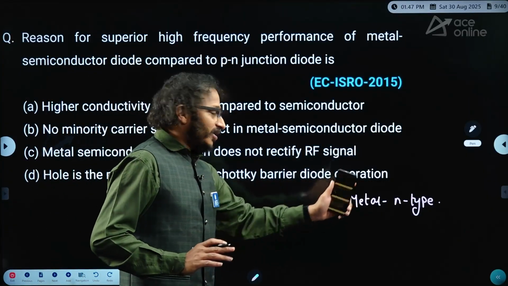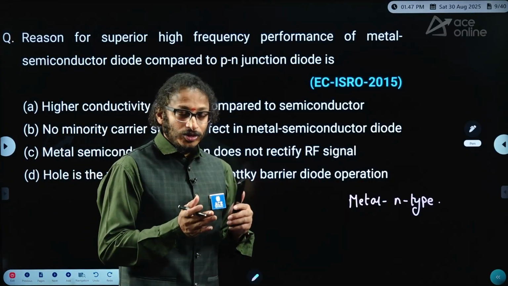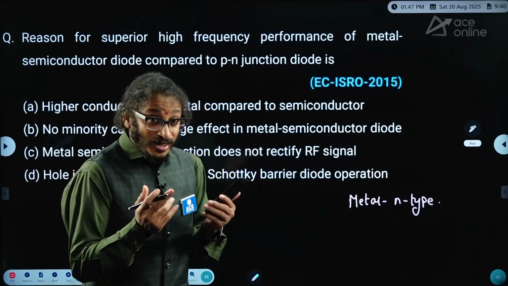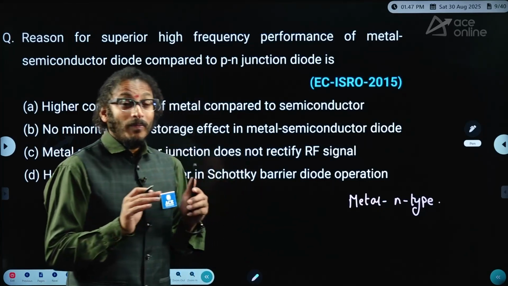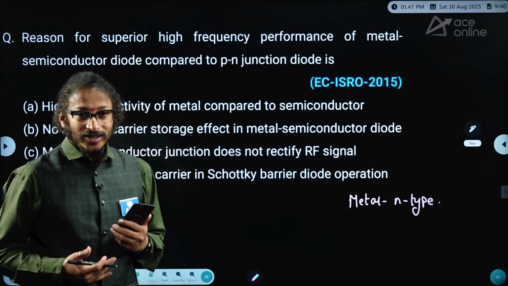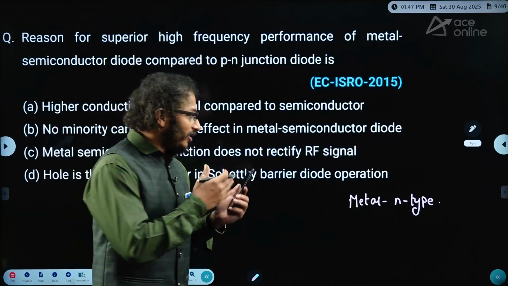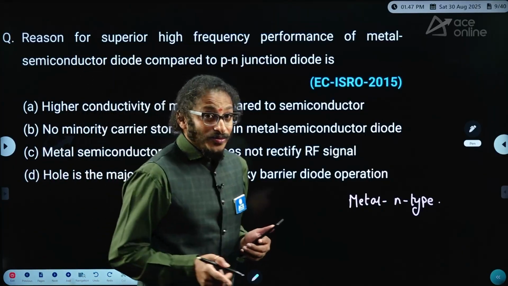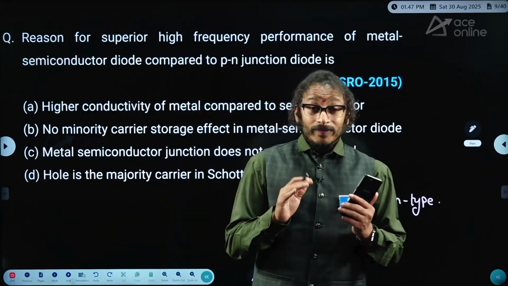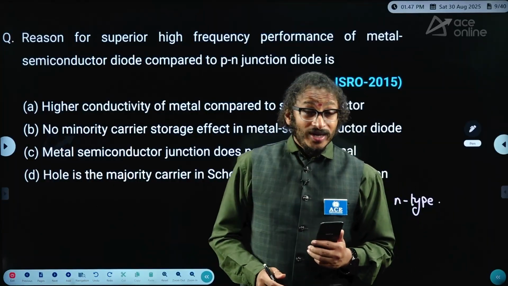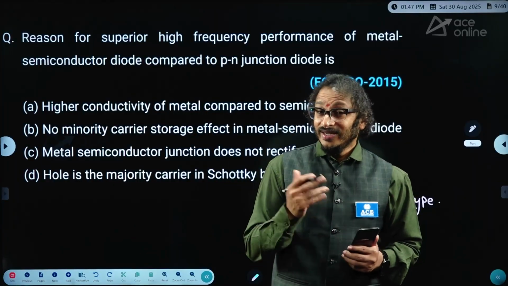Therefore, this is metal, that is N type. That means current is due to only majority carriers. Therefore, there are no minority effects. The effects you experience in a PN junction diode, you can't experience in this situation. Moreover, in a Schottky diode, the advantage is that the capacitance impact is not there. The diffusion capacitance is almost zero and the transition capacitance is negligible.